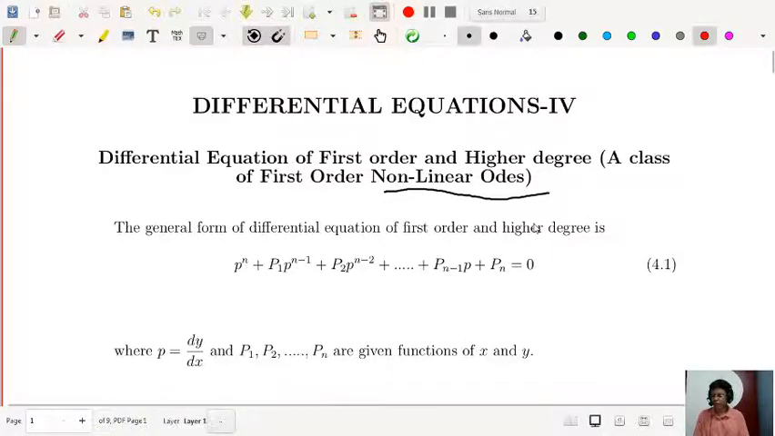So if you are talking about a linear differential equation, then the simplest form of the linear differential equation will be dy/dx + Py = Q, right? Your simplest form of linear differential equation will be dy/dx + Py = Q. That is the simplest form of the linear differential equation.